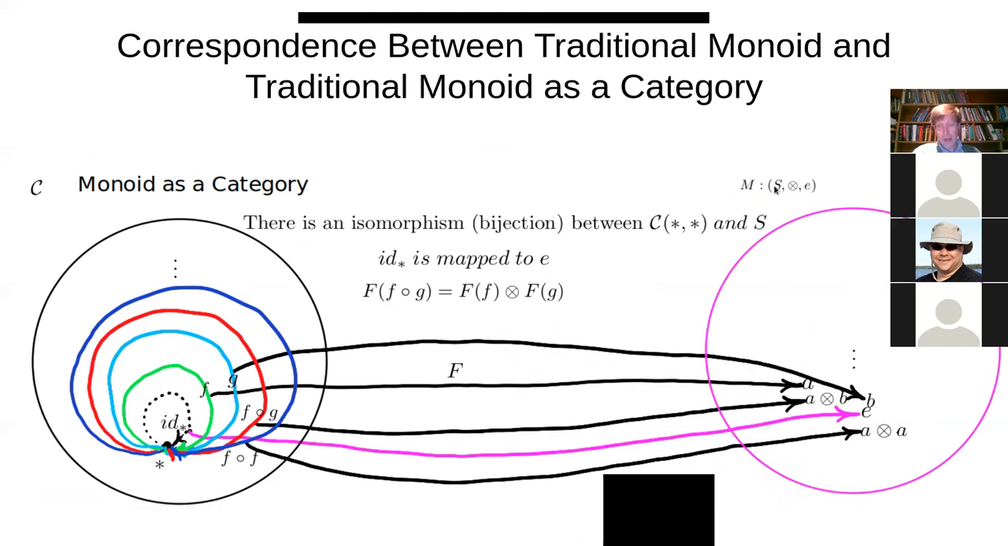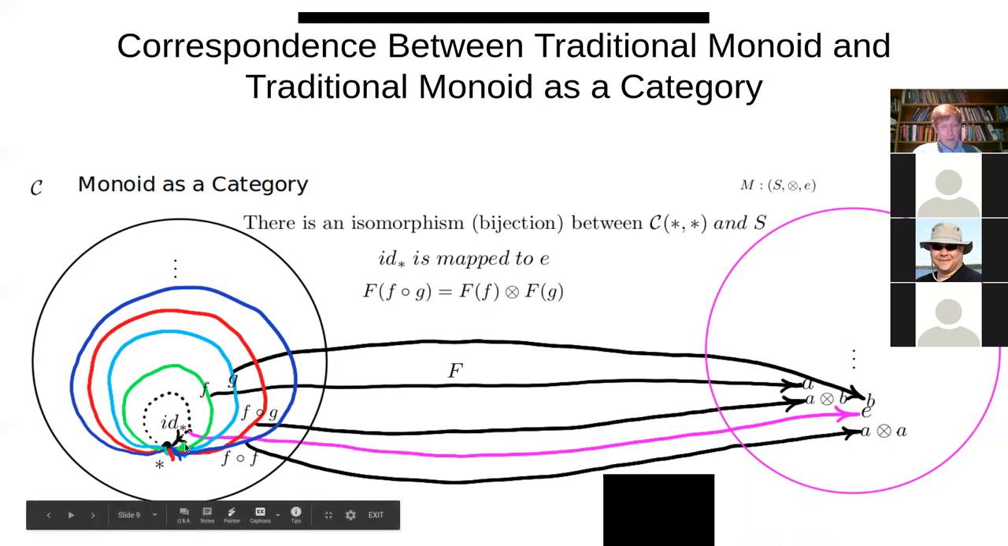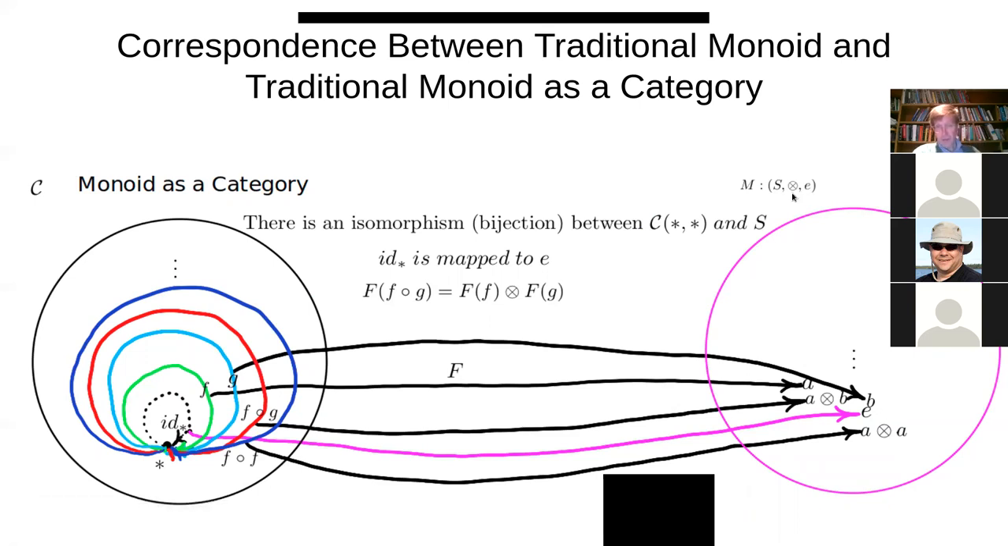We have a set S, and those are all the components here, all the dots, as it were, all the objects, if you want to think about it that way. We have a tensor product operation, and we have a distinguished identity element E. And really, the monoid as a category is mapping this identity morphism, because all objects in a category have to have identity morphisms, to this unit in the monoid over here. So that's the role it plays.